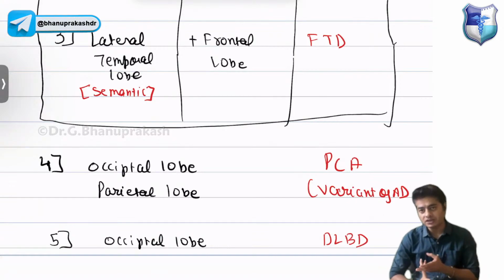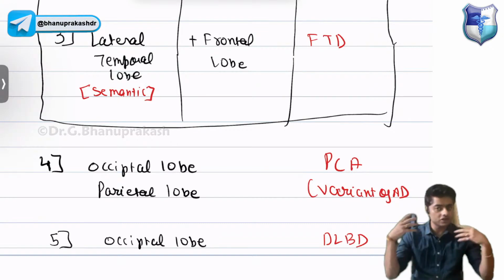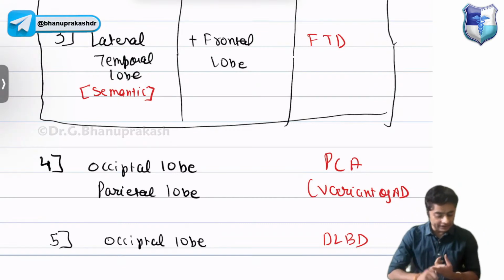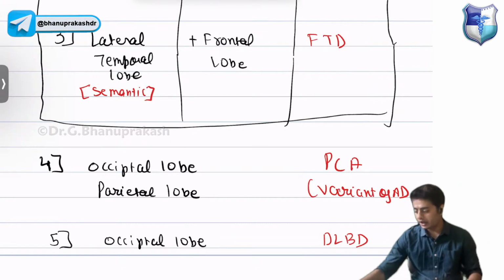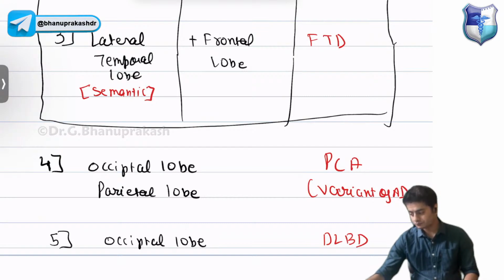Then if occipitoparietal lobe is affected, it is your PCA, posterior cortical atrophy, a variant of Alzheimer's disease. And if only occipital lobe is affected, then it is your DLBD, diffuse Lewy body dementia.